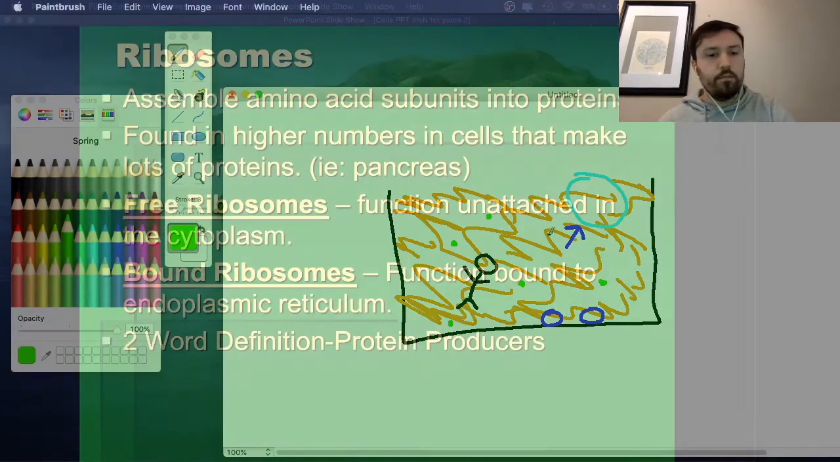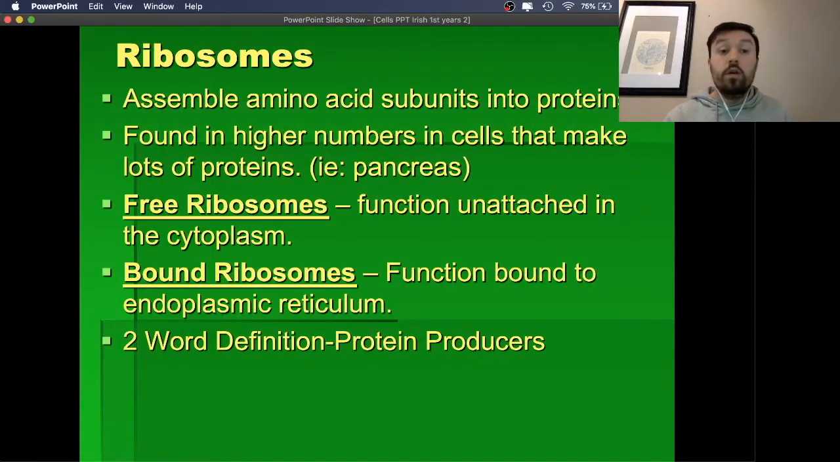Okay, switching back here. The ribosomes, like I said, we have free ribosomes that float around the cell, and then we have bound ribosomes. Don't worry about this term endoplasmic reticulum yet, but just know that bound ribosomes are bound to a specific organelle in the cell, okay? And if ribosomes produce proteins, they're going to be found in higher numbers in cells that make a lot of proteins, which the pancreas is one of those, right? If you need to make a lot of proteins, you're going to need more ribosomes, okay?